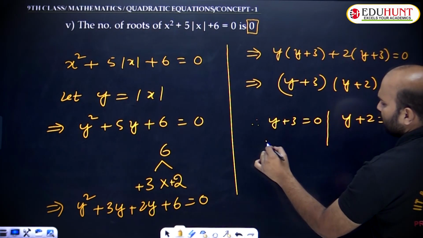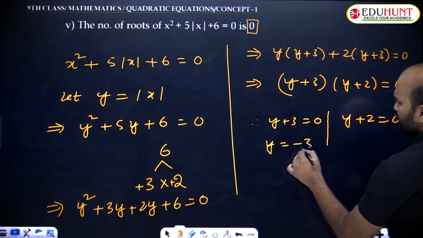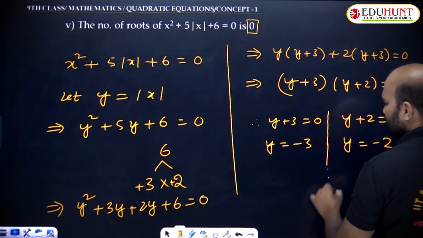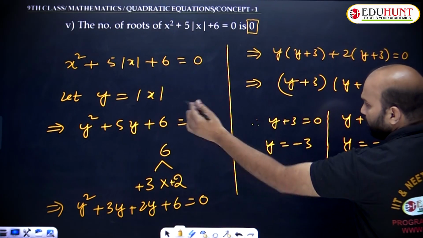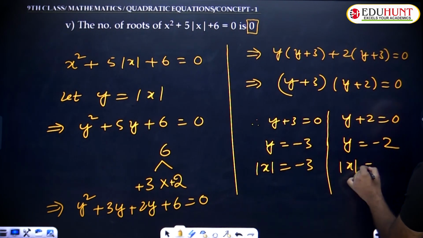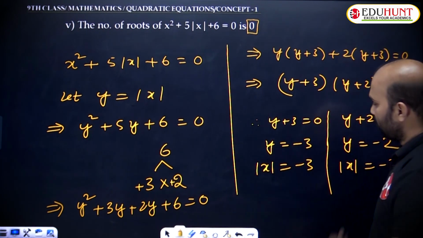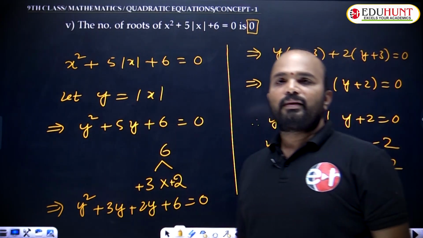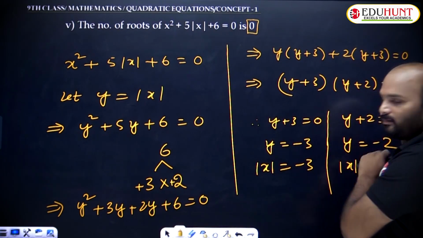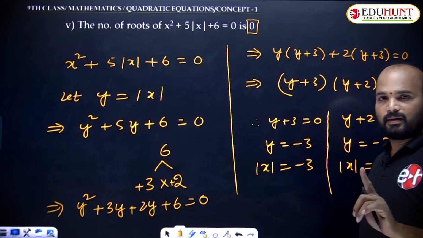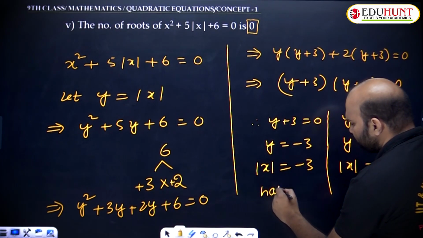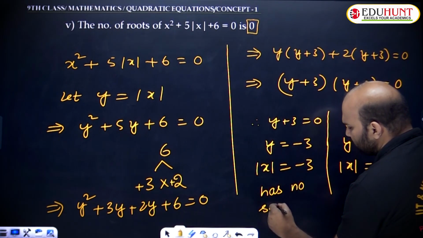Plus 3 goes to the right side and becomes negative, so y equals minus 3. Here y equals minus 2. Am I clear? Y is what we took as mod x, so mod x equals minus 3 and mod x equals minus 2. Clearly we need to notice that the absolute value of a number cannot be negative. So here mod x has no solutions.